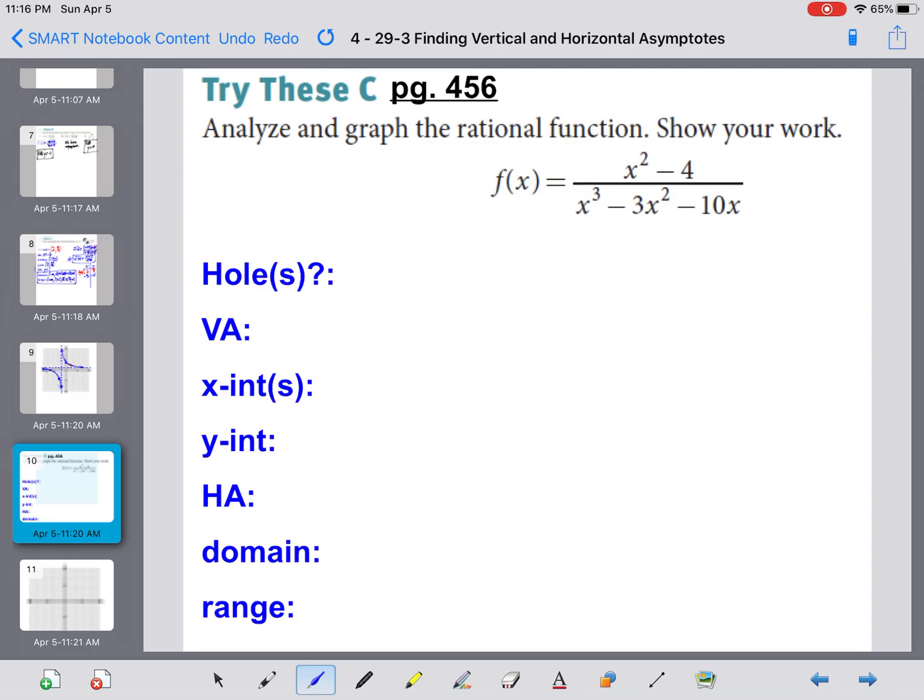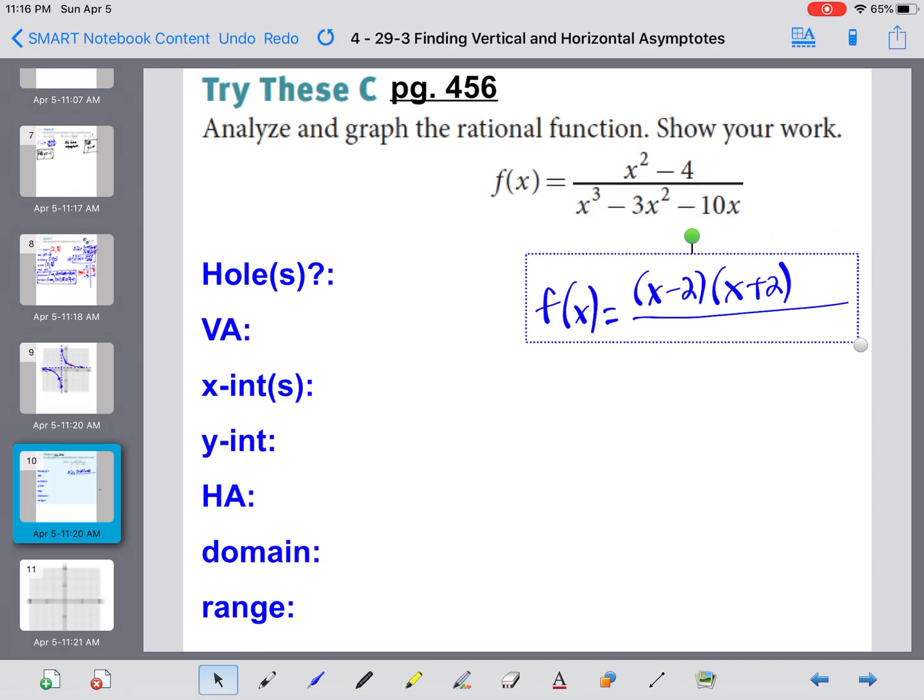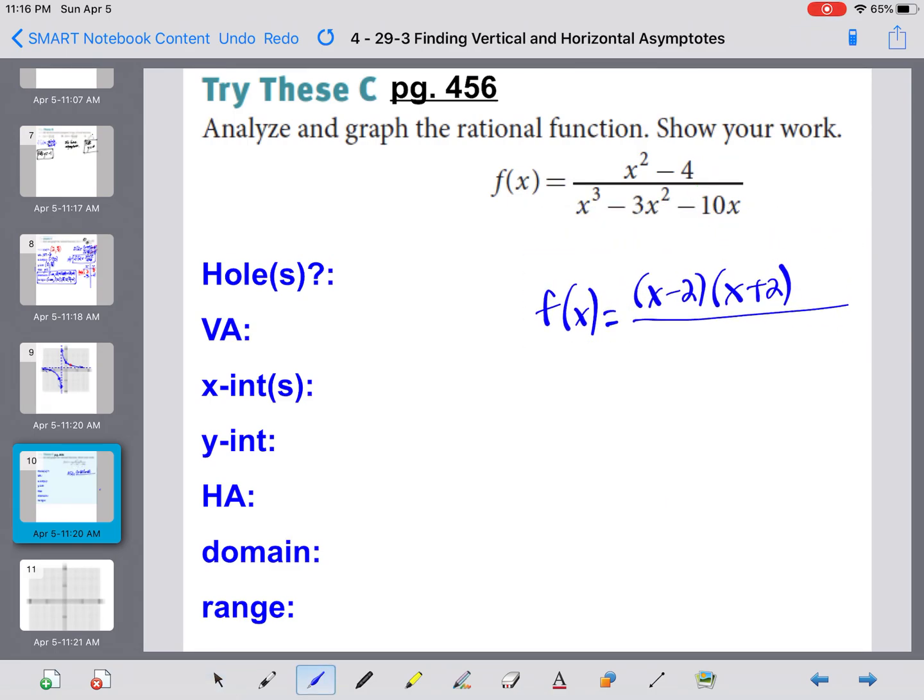All right, let's do it. So if I factor everything out, I have an x minus 2, x plus 2 up top. On the bottom, there's a GCF. Let's see if we can save a step here. Let's go ahead and take the GCF out right away. If I take an x out, that's an x squared minus 3x minus 10, right? Saves me from having to rewrite the whole thing. So now the inside of the parentheses is factorable, to x minus 5 and x plus 2.